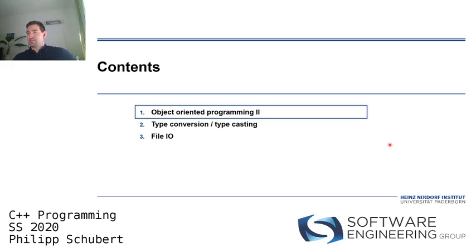I have some more slides on object-oriented programming, so we will talk about a few more features that you're made to use in the context of object orientation. We will briefly talk about type conversion, aka type casting, and why that might be useful to you. And at last, we will talk about file I/O, so input and output, how to get data into your program.